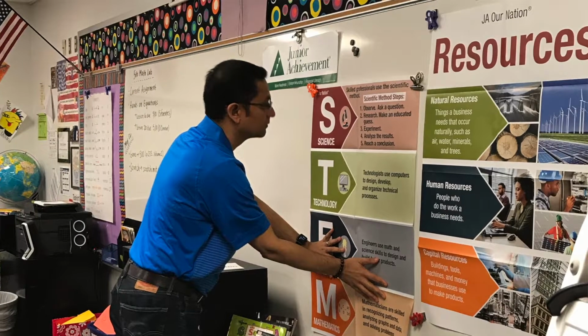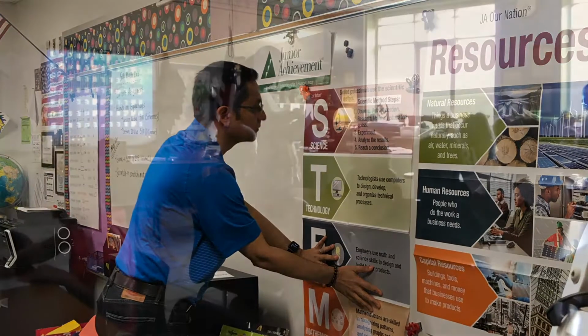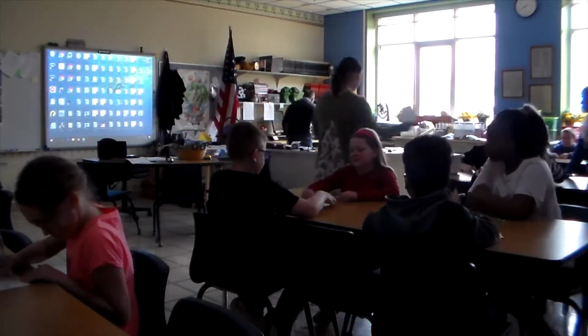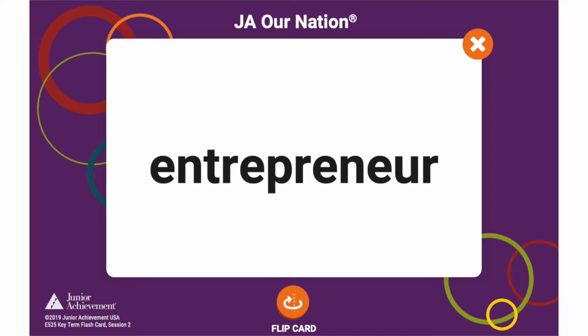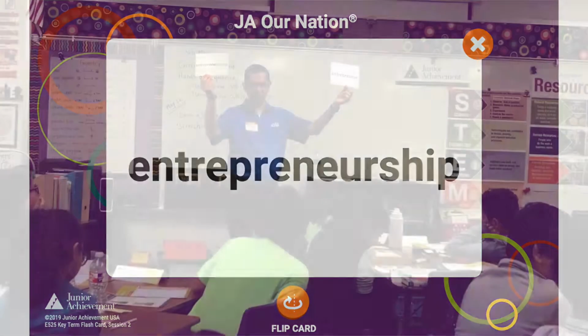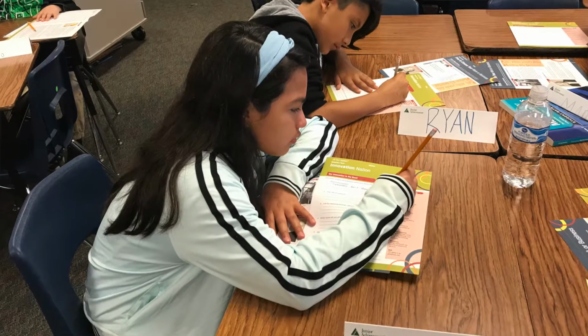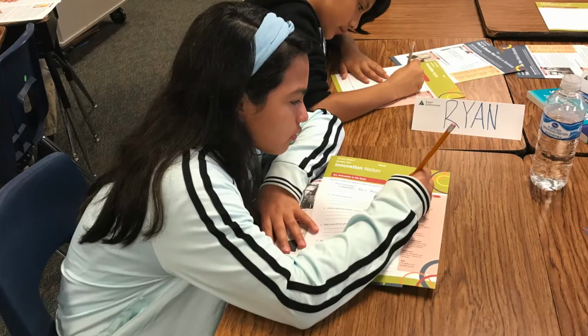Display the resources and STEM skills posters as you transition to Session 2. Distribute the Session 2 flyers and display the Entrepreneur and Entrepreneurship Kit or digital vocabulary flashcards and engage the students in helping to define the terms. Have students highlight the key terms in their flyers.